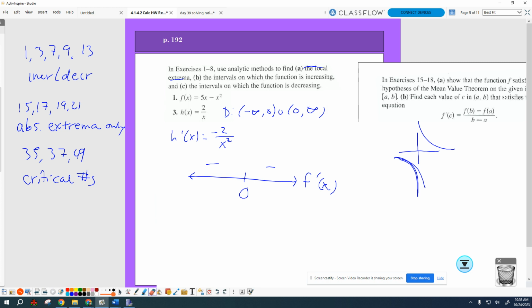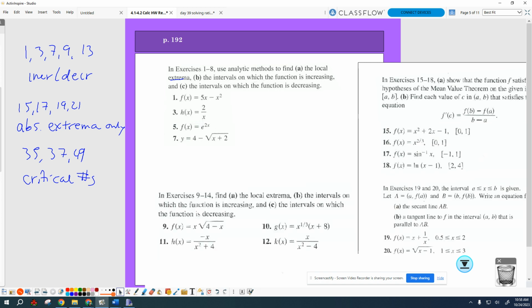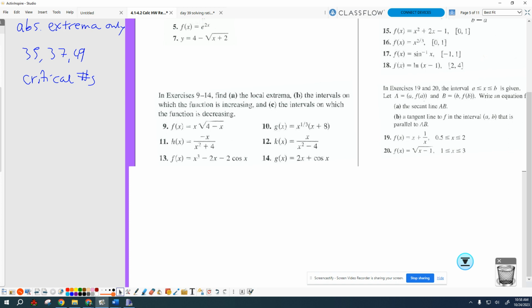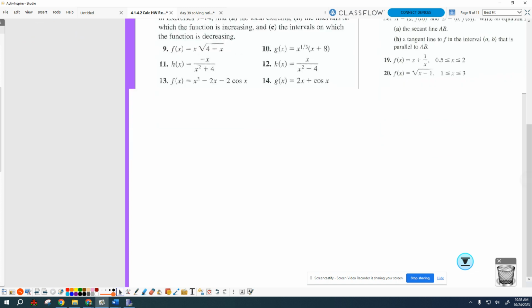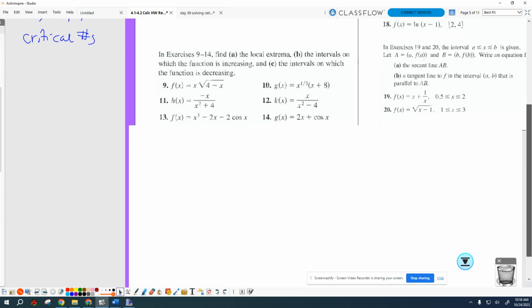Any other funny wrinkles that we should talk about? Which one? 13. Which, way down here. Well, I'm kind of thinking we need a calculator for this one. And the directions said on 13, we're just finding increasing and decreasing.